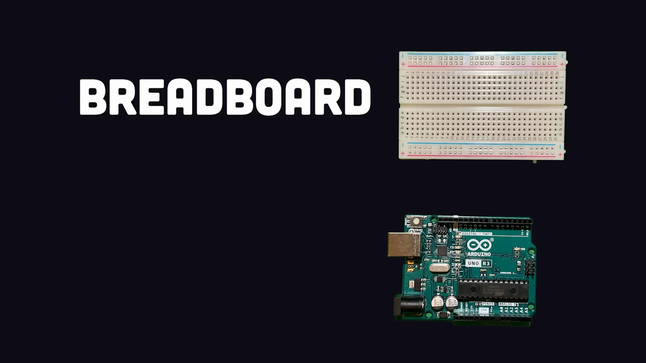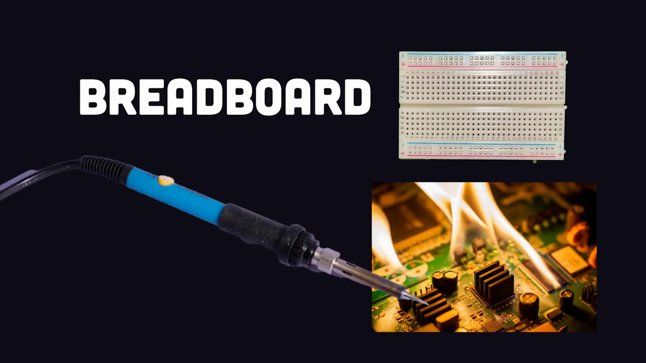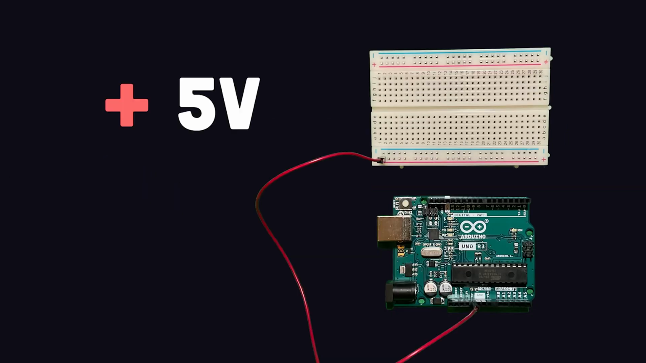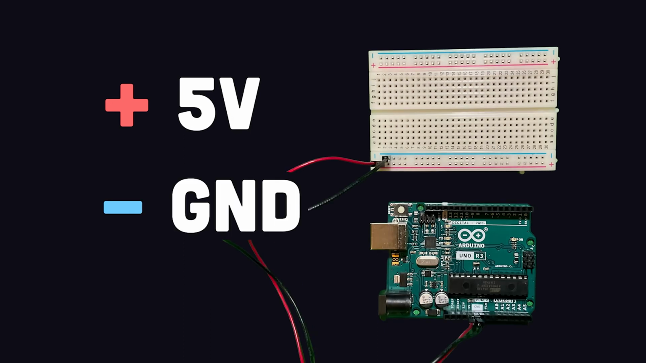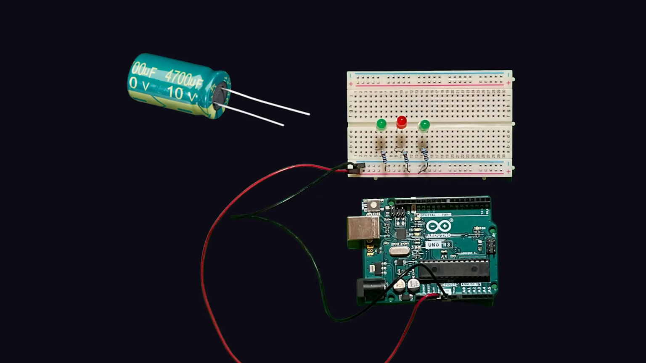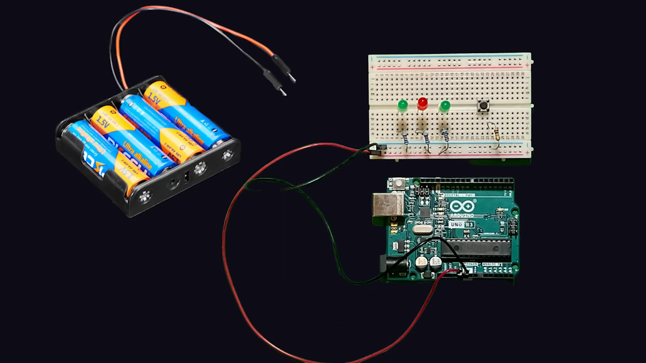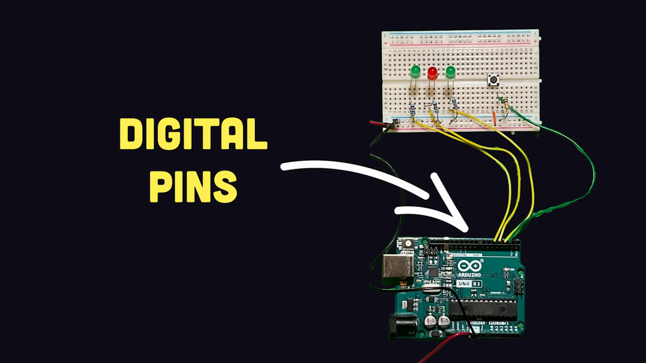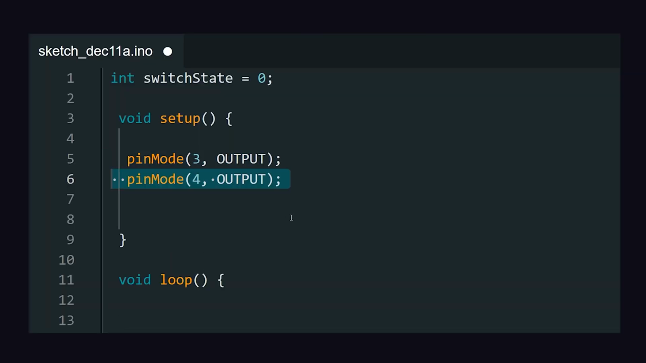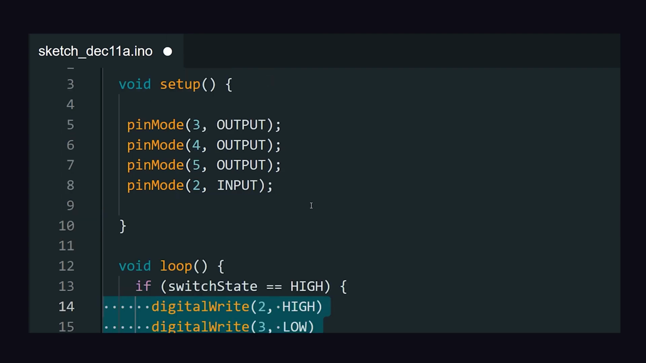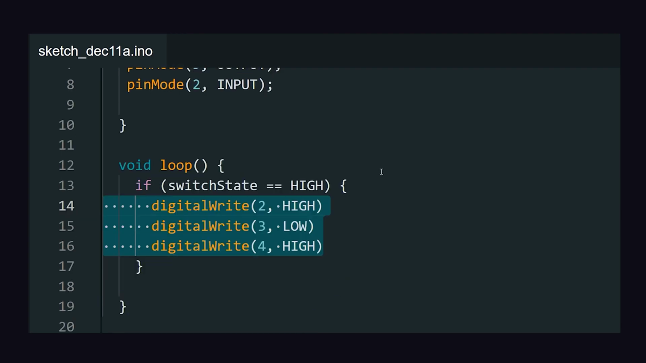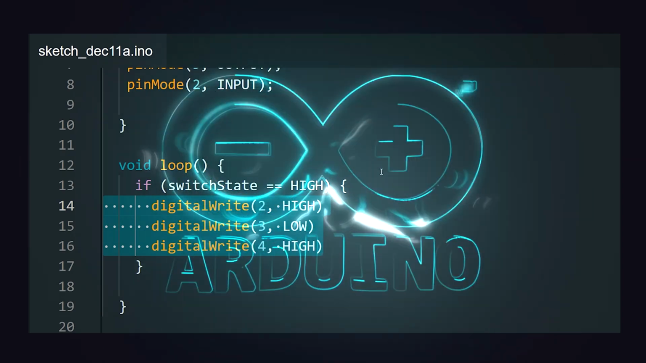Connect a breadboard to it to create circuits without the need for soldering. The Arduino can power it by connecting the positive side to the 5-volt pin and the negative side to the ground pin. And now connect components like LEDs, capacitors, resistors, battery packs, motors, and switches to the breadboard. These components then connect back to the digital pins on the Arduino. Once connected, these components can be controlled in your code by referencing the pin number. With a little bit of code, you can make it do anything you can imagine. This has been Arduino in 100 seconds.